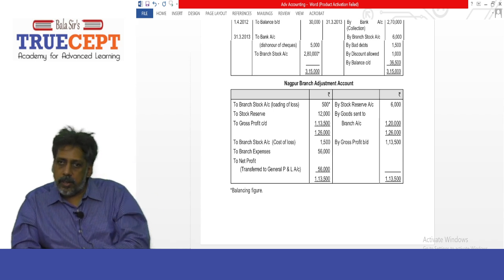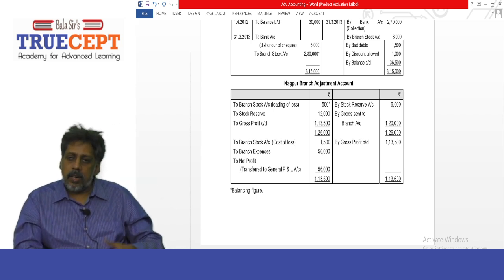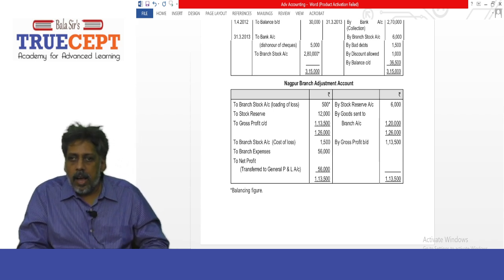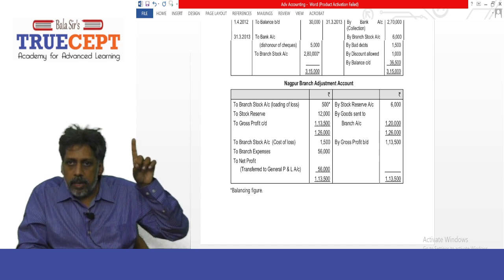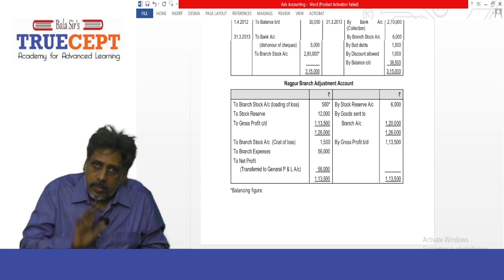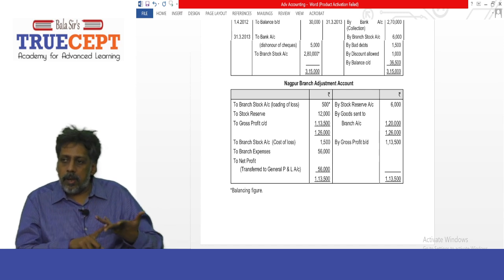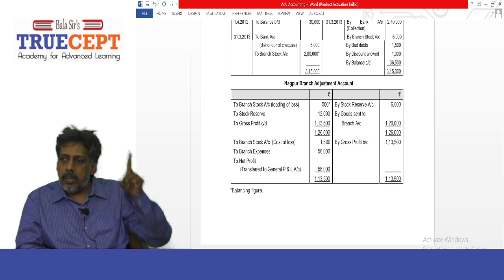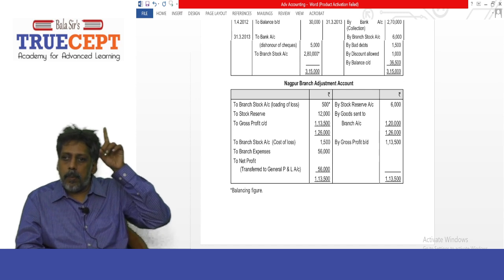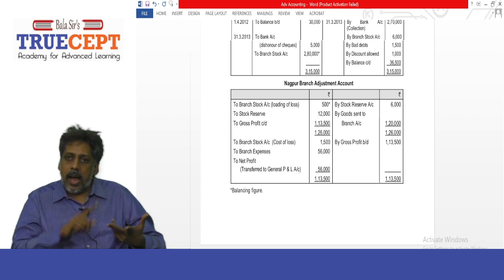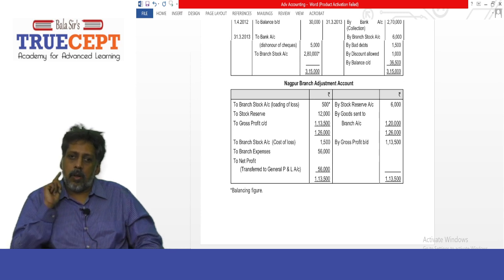1,20,000. Then on the debit side, to branch stock account, the loading on the goods that are pilfered or lost. How much? 500 rupees. And then you also have stock reserve on closing stock, because that's a profit not yet realized, so remove that. 48,000 into 1 by 4, how much? 12,000. And the balancing figure represents the GP, the gross profit made by the branch in the current year. To GP, how much? 1,13,500. And that will be transferred to branch profit and loss account.